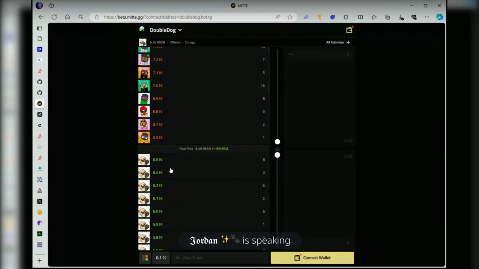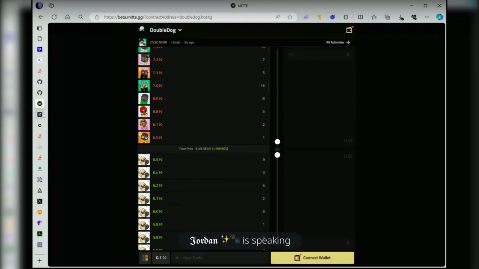If you have a bunch of double dogs, you can get 6.5 NEAR, 6.4 NEAR, 6.2 NEAR. You can sell off as many of the NFTs as you have. So 9 people are willing to buy these double dogs at 6.5 NEAR. If you happen to have 9 of them, you can get exactly that much NEAR out.